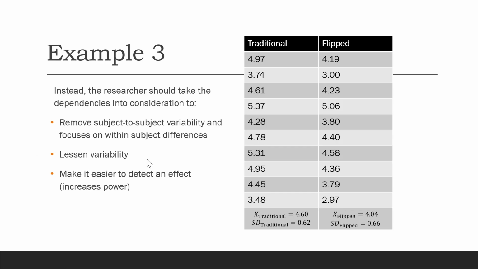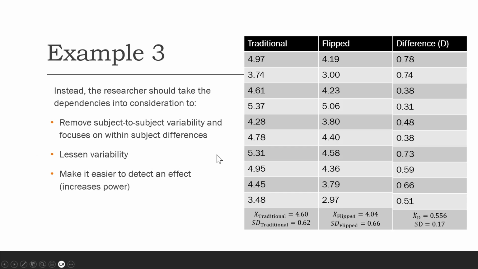All right. So the way we're going to do that is, instead of looking at these scores separately for the two groups, we're going to create another variable known as the difference. We're going to have a bunch of difference scores, given by the notation capital D. And all we're going to do is take the actual value of that quantitative variable under the traditional method and subtract from that the value under the flip method. If I do that, I get 0.78 here. So the difference score for that first individual is 0.78.